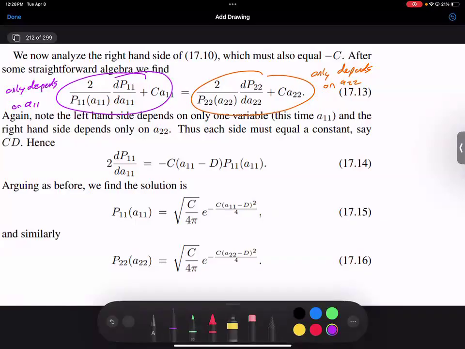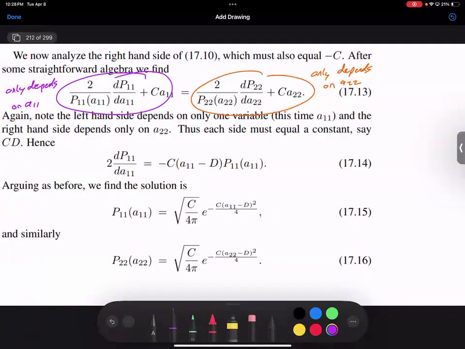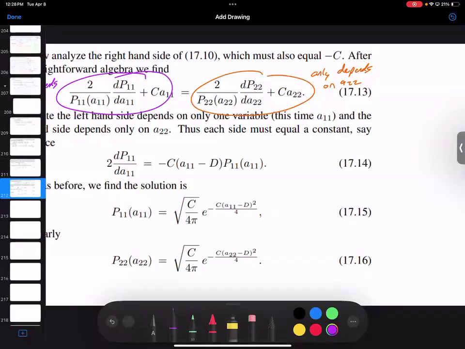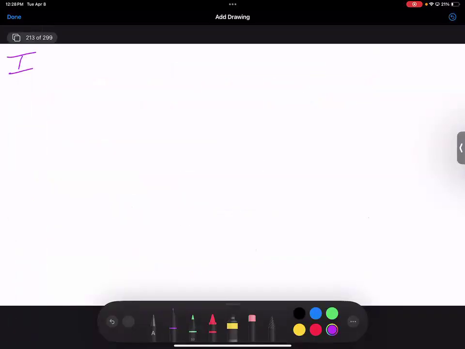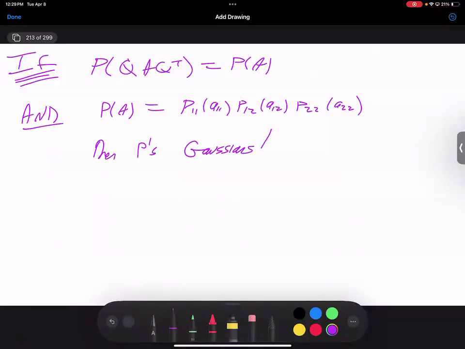But this is remarkable. Okay, so I guess I didn't put down anything. But now we actually have the known values. If we want the probability of QAQ transpose to equal the probability of A, and we want the probability of A to be P11, A11, P12, A12, P22, A22, then the P's are Gaussians.